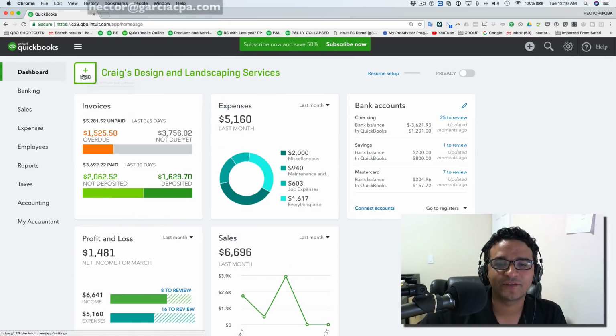What exactly is a chart of accounts and how do you work with it? That is the most common question I get from my brand new clients setting up their QuickBooks for the first time.